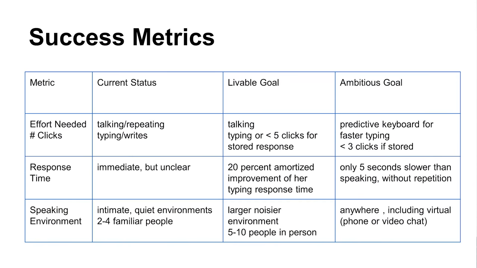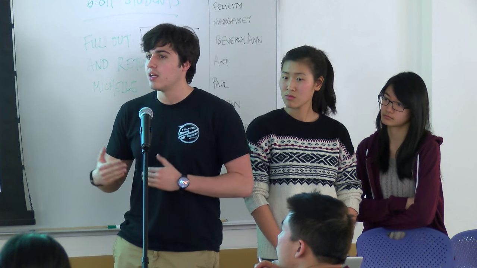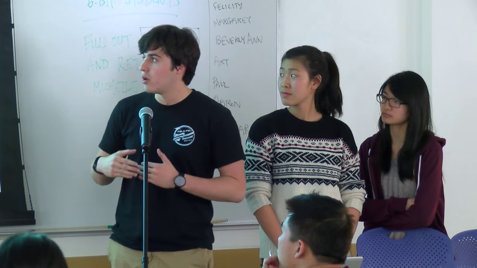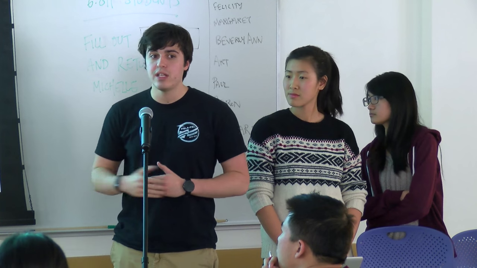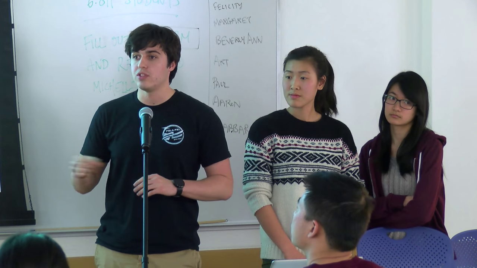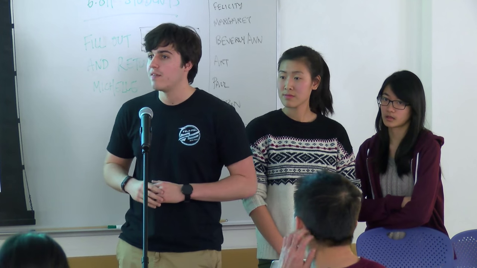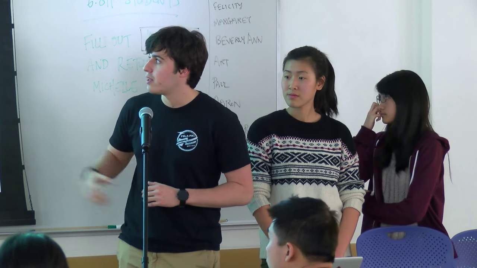All right, so our success metrics are here. Our livable goals is what I'll mainly cover, which is we wanted her to be able to attempt to speak. One of the main reasons is the use it or lose it, right? So she continues to try and use her speech, but even over the course of this class, we have seen a significant decrease in her ability to pronounce certain syllables. So we want her to be able to try, but if she ends up not being able to speak, we want her to be able to either type out the phrase, or if she's already spoken that phrase, she can find it in her history or in her favorites within five clicks.